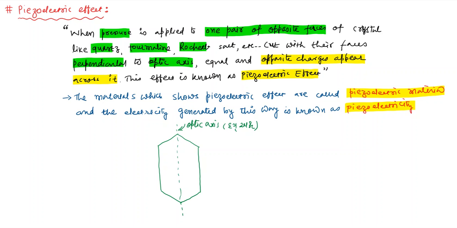Now this effect shows that if we apply pressure to the opposite faces of the crystal. So this is how we apply pressure. So this is pressure we apply on both sides. As a result of this pressure, it is observed that the negative charge, let us say, appears across this face, then the equal amount of positive charge appears on the opposite face.